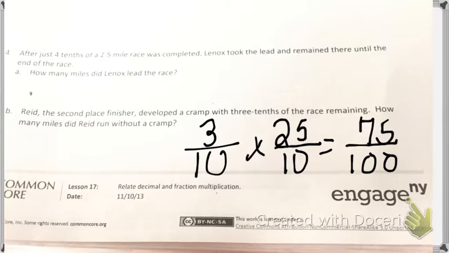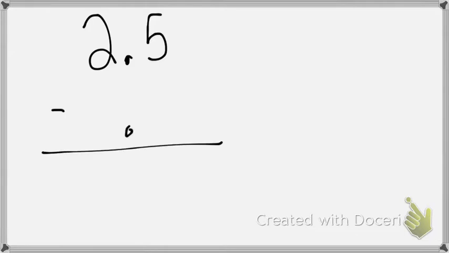Okay? This is what you should be doing. 75/100 is how far it was that he had the cramp. It wants to know how far did he run without it. So we know that the race was 2 5/10 miles. And we just found out that 3/10 of it was how far and how long he had the cramp. So what am I going to do right here to find out what was without the cramp? Hopefully you said subtract.